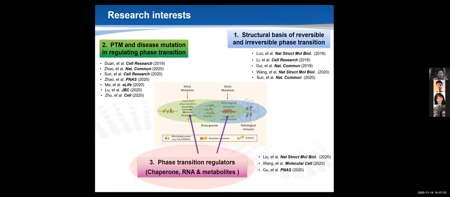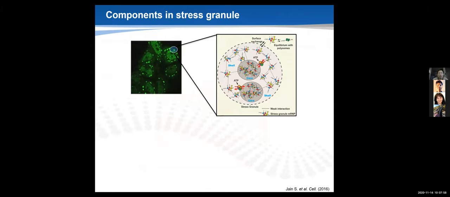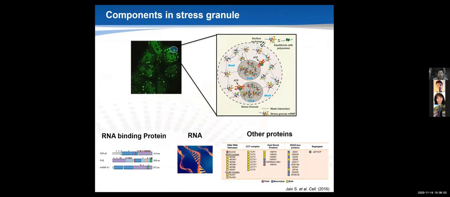phase transition. As we know, for the stress granules, in addition to all of the different RNA binding proteins, there are lots of RNA and other proteins involved in stress granule formation. The mass spec study showed that several hundreds of different proteins are involved in this stress granule formation. And very interestingly, a lot of them are chaperones, like HSP60, HSP70, and others. So it indicates that the chaperone may play an important role in this phase transition and the stress granule formation.